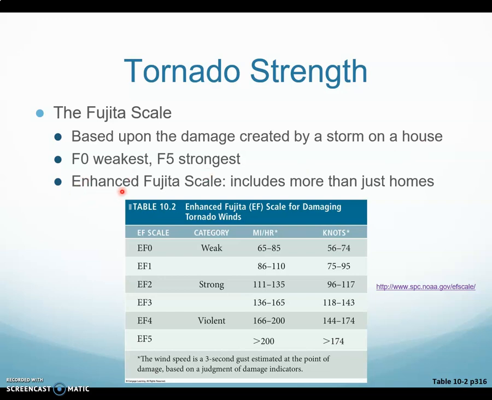So we have now what's called the enhanced Fujita scale, which includes damage from more than just homes. You have an enhanced Fujita scale, or EF scale, going from 65 miles an hour being the weakest EF0 tornado, 111 miles an hour becoming an EF2, a strong tornado, 166 miles an hour would be an EF4, a very violent tornado. By the way, here you're getting into Category 5 strength hurricane winds. That's what we're talking about there. Anything over 200 miles an hour would be an EF5.